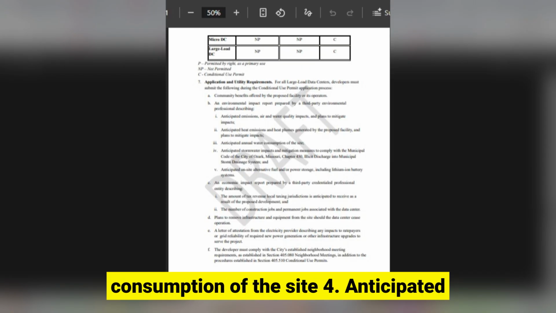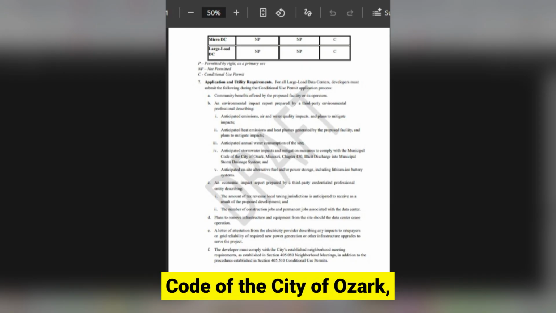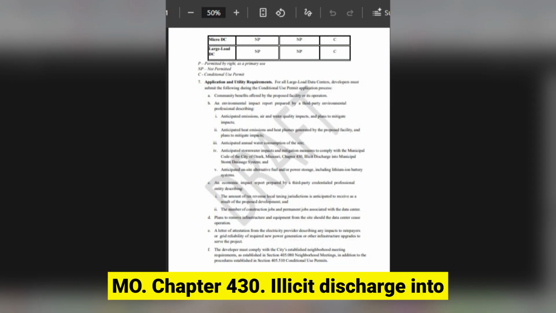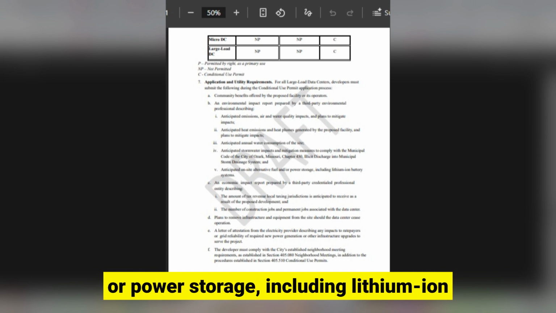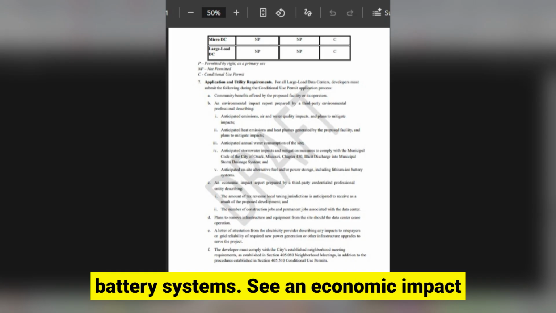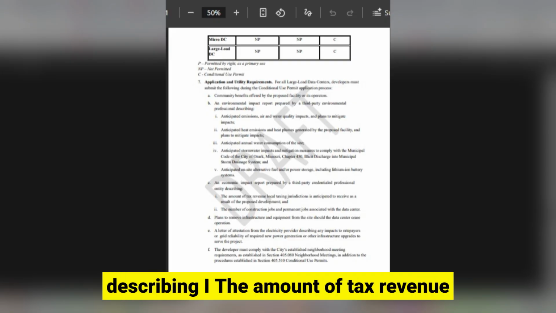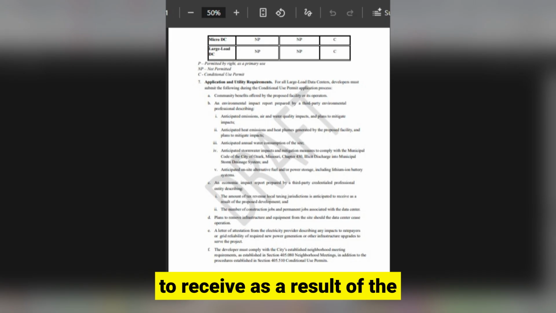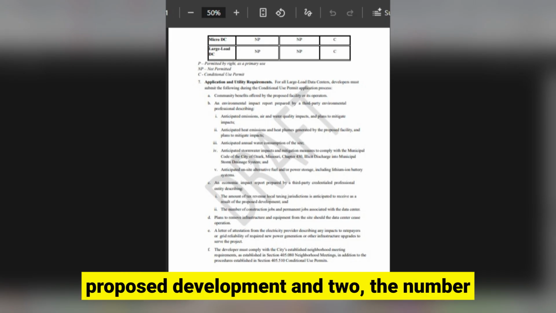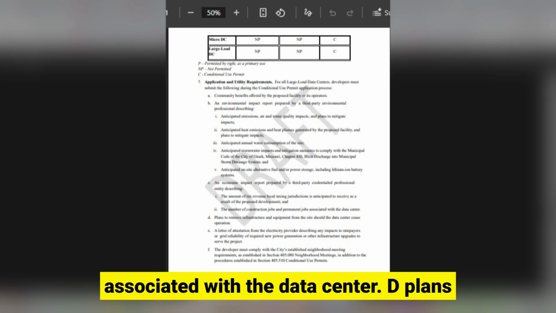4. Anticipated stormwater impacts and mitigation measures to comply with the Municipal Code of the City of Ozark, Missouri, Chapter 430, illicit discharge into municipal storm drainage system. And 5. Anticipated on-site alternative fuel and/or power storage, including lithium-ion battery systems. C. An economic impact report prepared by a third-party credentialed professional entity describing: 1. The amount of tax revenue local taxing jurisdictions is anticipated to receive as a result of the proposed development, and 2. The number of construction jobs and permanent jobs associated with the data center.